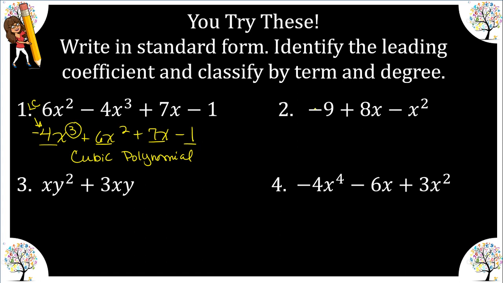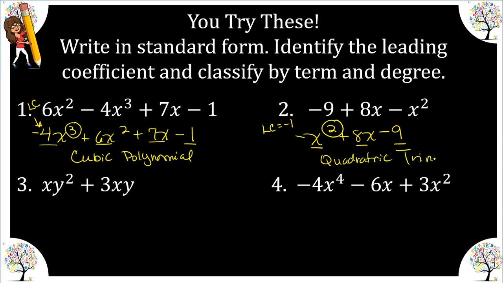Number 2, nothing to combine, no like terms. We're going to bring the quadratic term out front. Our linear term is next, and then our constant is last. Our leading coefficient is -1. We have 3 terms, so it's a trinomial with a degree of 2, so that's quadratic. So this is a quadratic trinomial. Remember, nomial means terms, 1, 2, 3 terms.